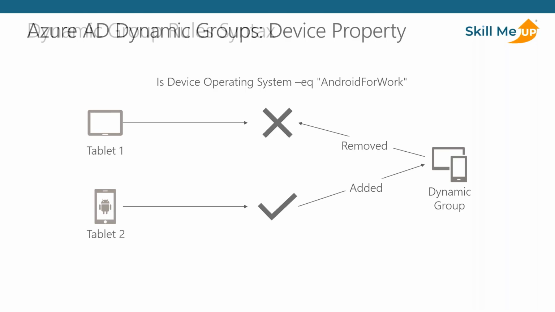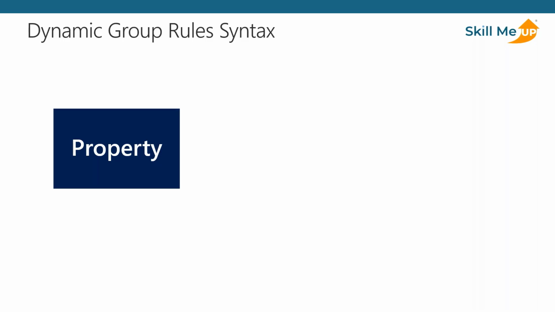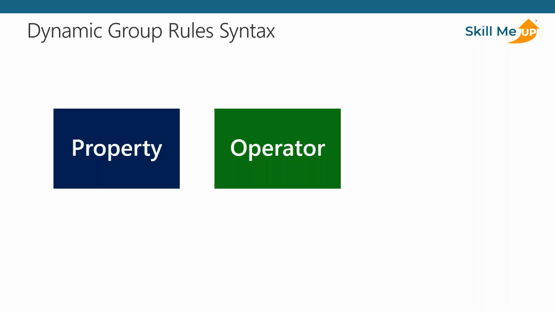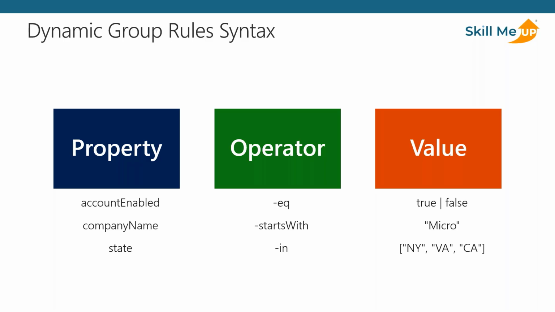We can use dynamic group rules syntax. It's really based on 3 key properties. So a membership rule can obviously use a binary expression. So it's using the property, an operator, and then a value. So for example, it can be account enabled equals true or false, or it could be company name starts with, and then I'm using micro for Microsoft, or it could be the state is in one of these values. So we're able to create these dynamic group rules to process users or devices and add those in.